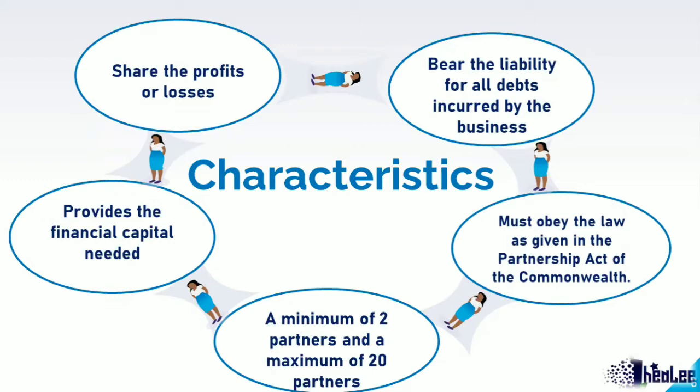So those are the characteristics of a partnership: minimum 2 persons, maximum 20, provides the financial capital needed, sharing of profits or losses, and bearing the liability of all debts incurred by the business, except in the case of a limited partner. And they must obey the law as given in the Partnership Act of the Commonwealth.